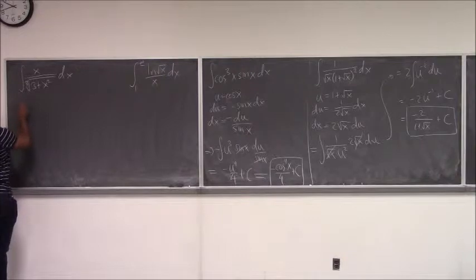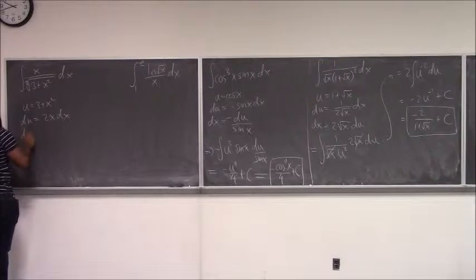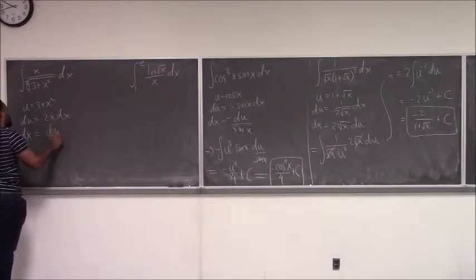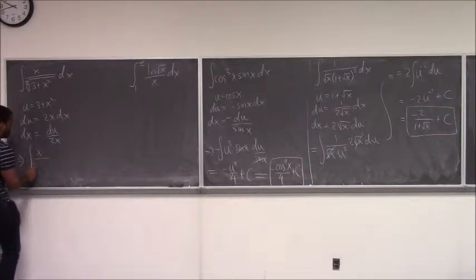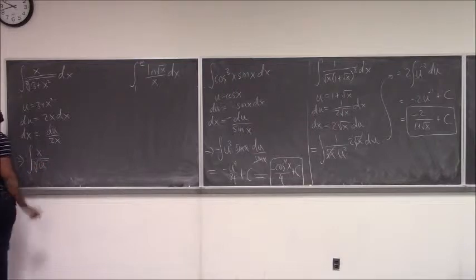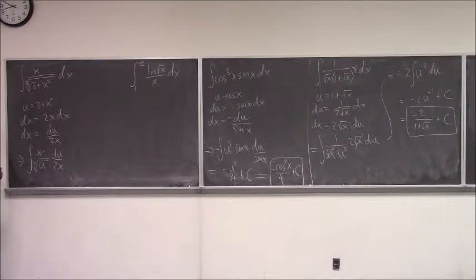You can set u equals 3 plus x squared. Could do u cubed equals 3 plus x squared, just to make it nicer, but whatever, this is fine. du is 2x dx, solve for the dx. And you go in and we plug everyone in. So x over the cube root of u, and our dx is du over 2x. X would cancel.